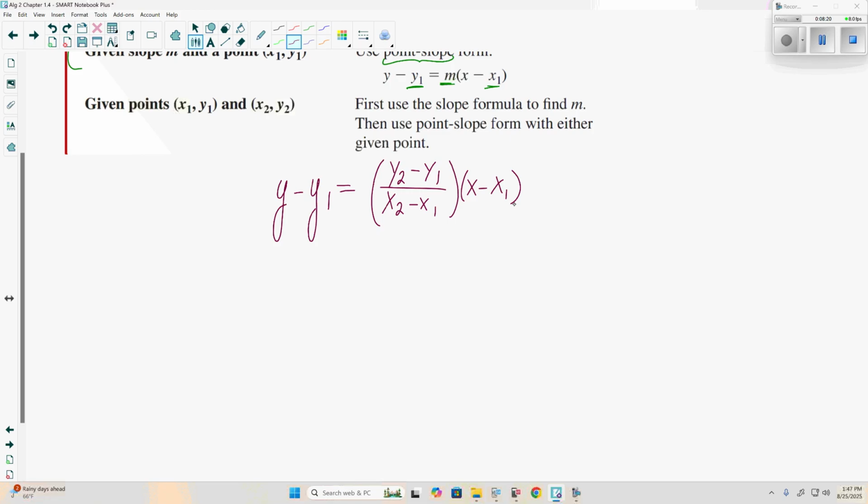But this here is two-point form. I think it's easier just to find the slope and then use slope point form. Use one of those points to find the equation of the line.